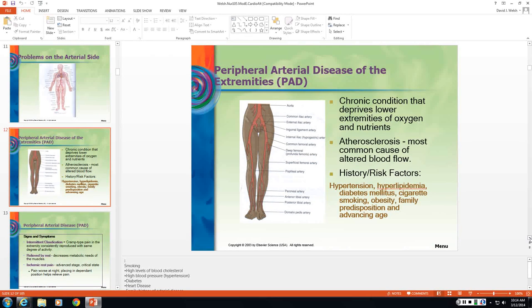Some risk factors for this are going to be your smoking, diabetes mellitus, hyperlipidemia, hypertension, obesity, a family predisposition or a family history, and advancing age. Now, heart disease also can cause this because of decreased blood flow, the heart not being able to pump like it should.